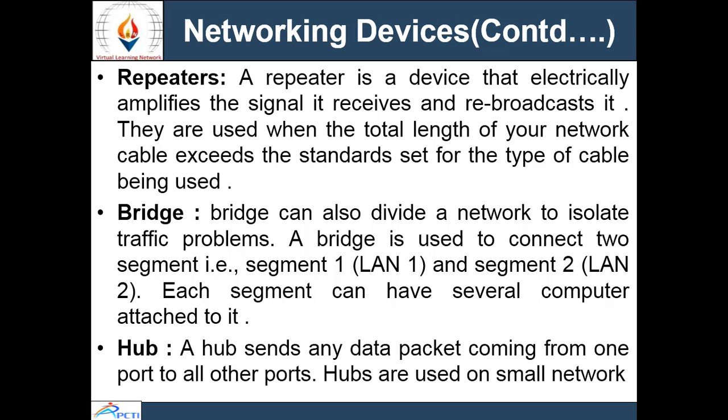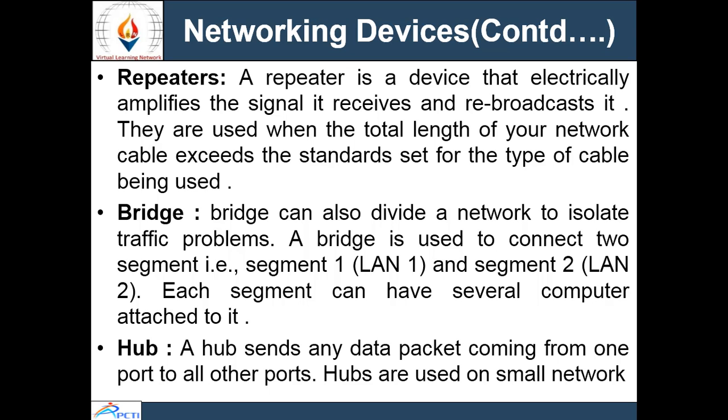Repeaters. When a signal travels a network cable, it loses strength, degrades, and becomes distorted in a process that is called attenuation. A repeater is a device that electrically amplifies the signal it receives and rebroadcasts it. They are used when the total length of your network cable exceeds the standards set for the type of cable being used.